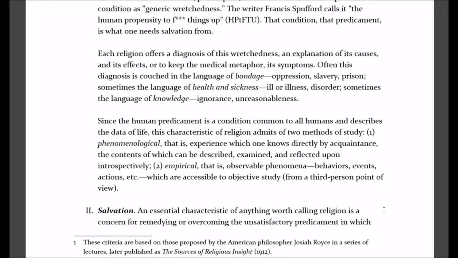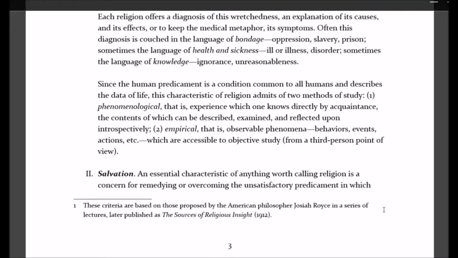So yeah, the internal and the external causes for being in the predicament are things that you will see differentiated in the religions. Okay, so the point here is that there's lots of ways to empirically describe the kinds of things that are going on with the human predicament. All right, this leads us to the second point, salvation.